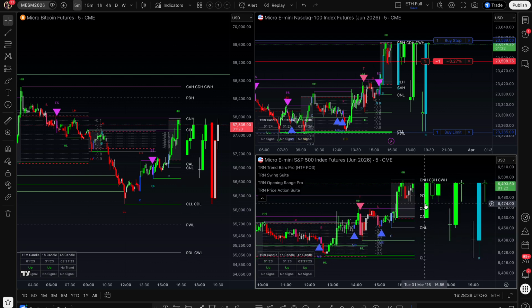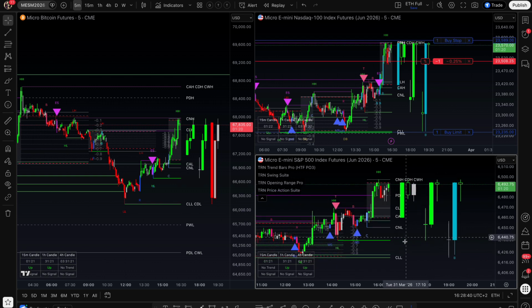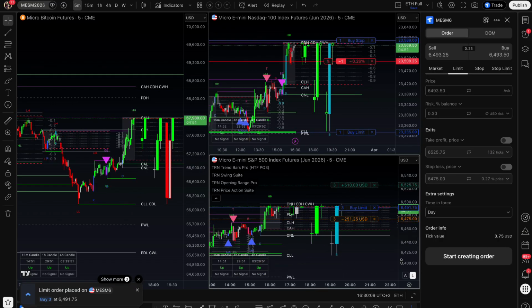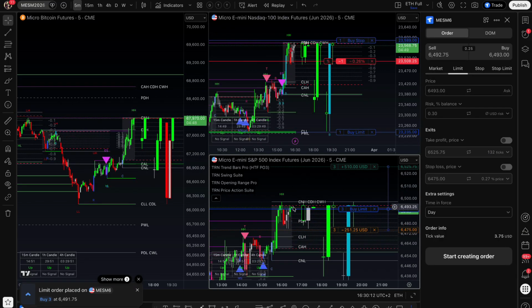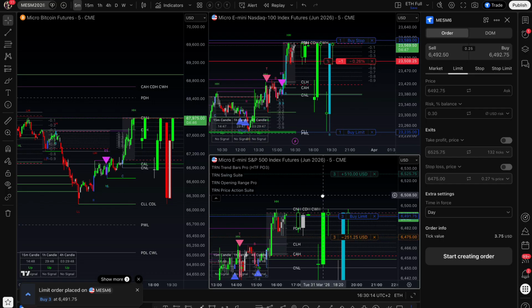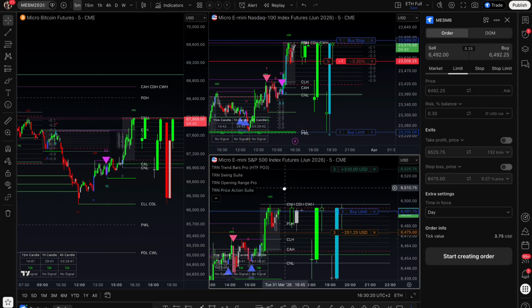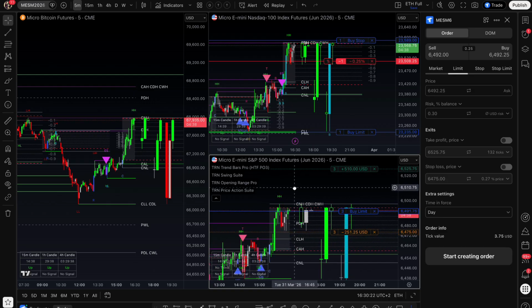But maybe here it comes. This could be a signal. I'm giving it a try. I just entered a long here. I didn't enter yet, so I placed a limit order, but I think it will get triggered very soon. Maybe the trade is going without us, not out of the question.